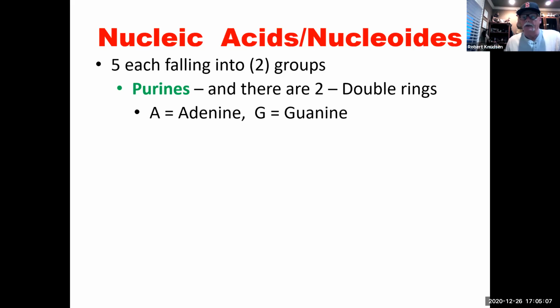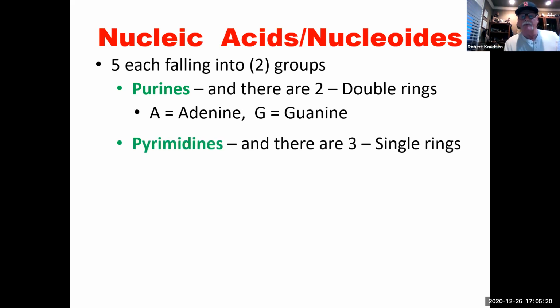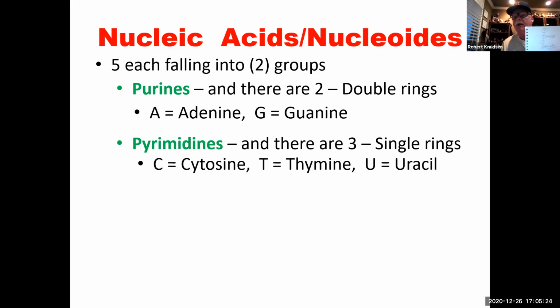Adenine and guanine. So remember this NB thing I put? We'll take the NB and make it an A, a G, or it could be a pyrimidine, and those are single rings. There are three of them: cytosine, thymine, and uracil.